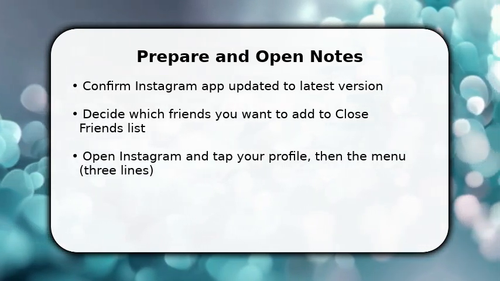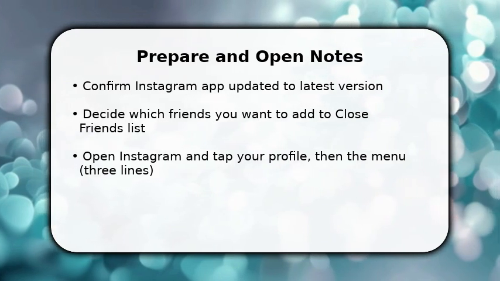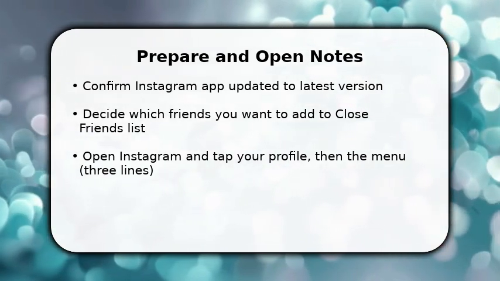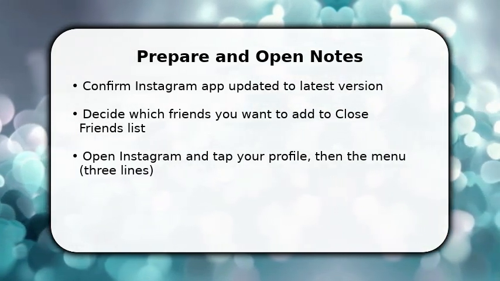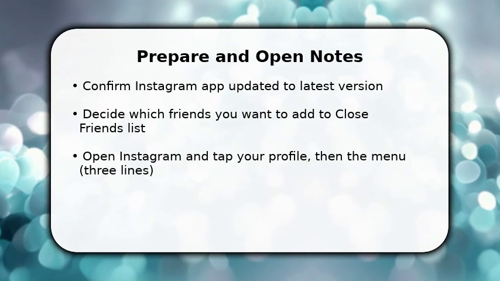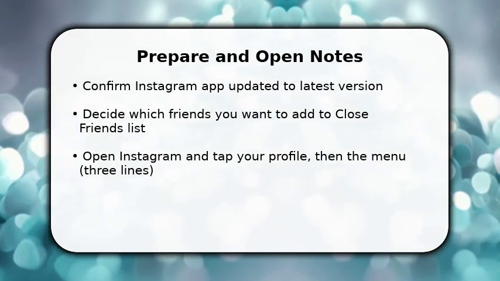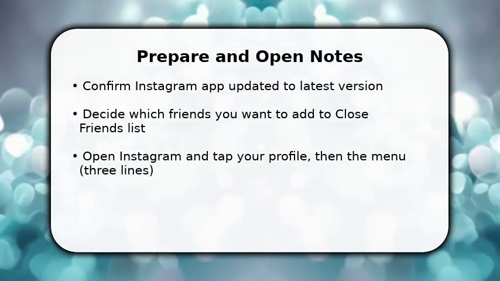Now open Instagram, go to your profile and tap the menu 3 lines. From there, choose Close Friends directly. This is where you build the circle. You're moving fast, tap Add, search names, and select them. Make sure to save before leaving, otherwise your selections won't stick.